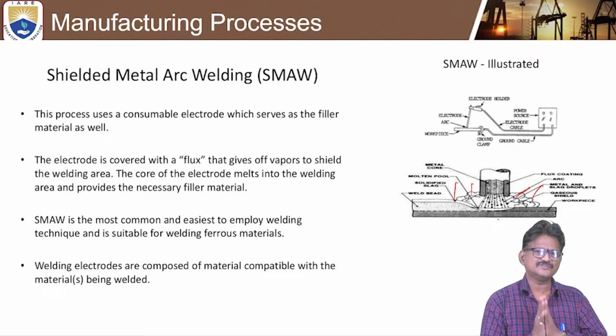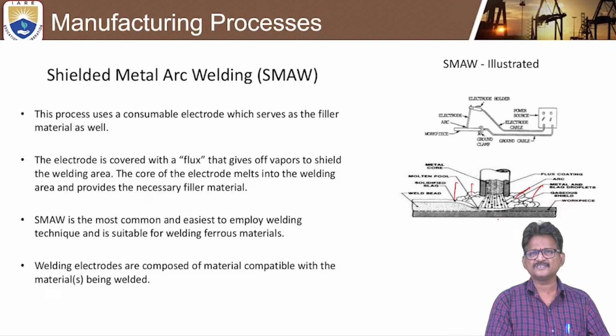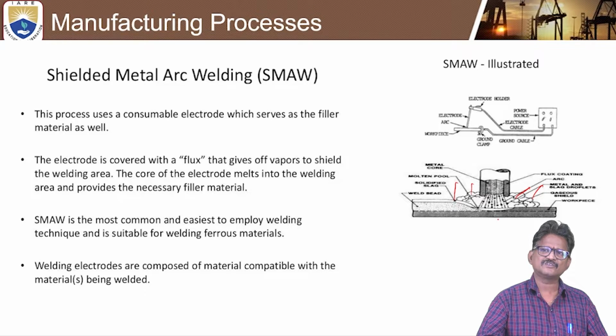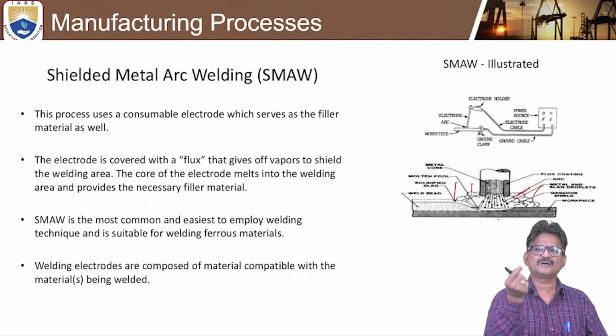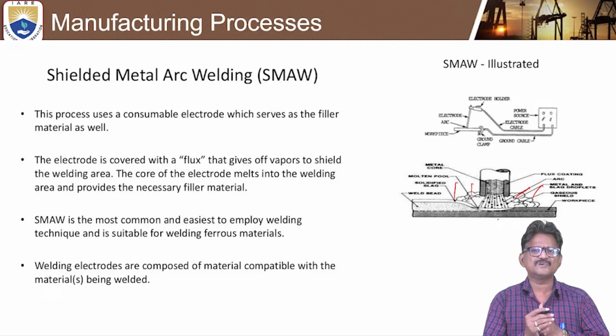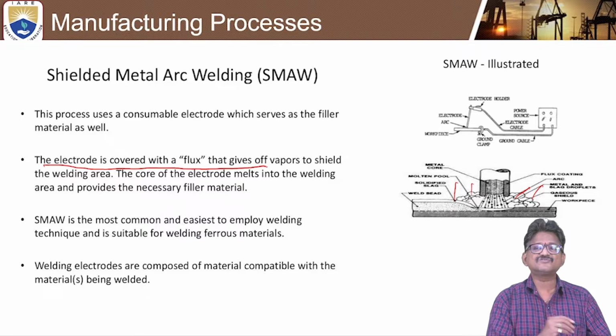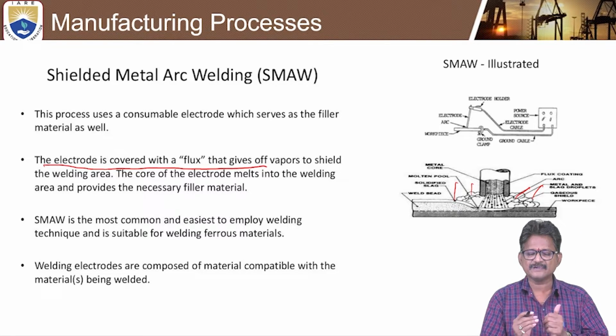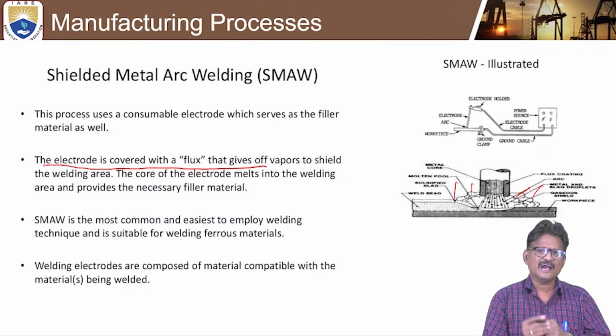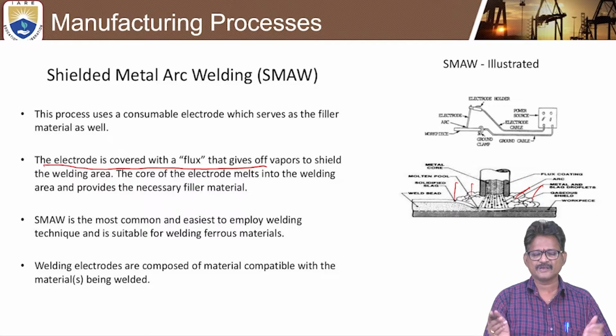In this process, mainly a consumable electrode is used. The electrode is in wire form or a continuous wire form, which you can use as a filler material. The electrode is covered with a flux that gives off vapors to shield the welding area. That is one important point. The shield is generated by the flux in the welding area, and the core of the electrode melts into the welding area and provides the necessary filler material, so the joining occurs and gives good strength.